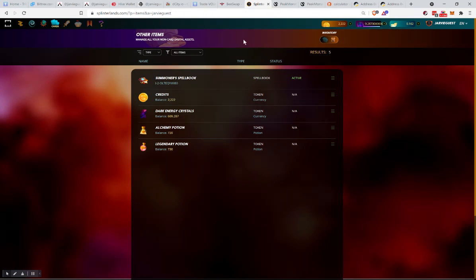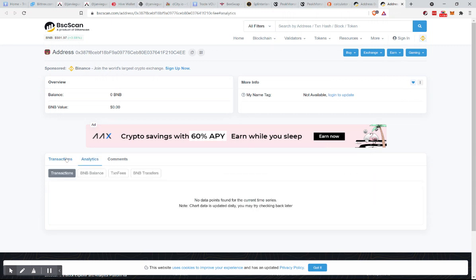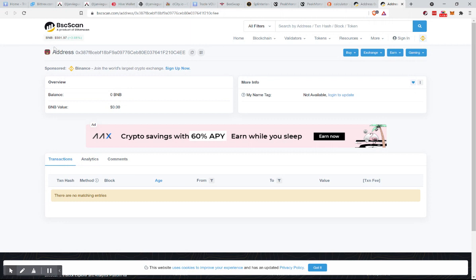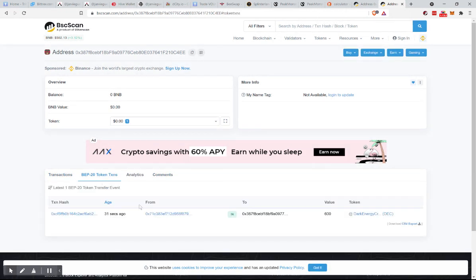All right, so now we should be able to go in and see transactions. How do you make sense of this place? How long does it take? It doesn't take too long. It should be there by now. Well, Splinterlands has to take their time. It's probably in a queue of transactions to do. Let's just make sure. Let's just go here. BEP tokens. That's new. Boom, done. 600.